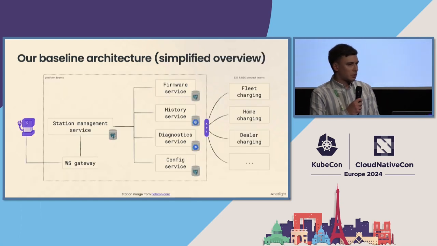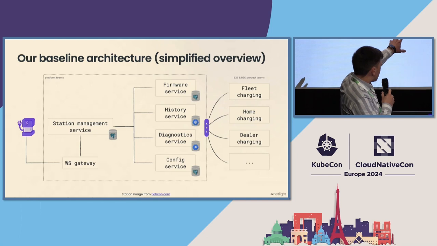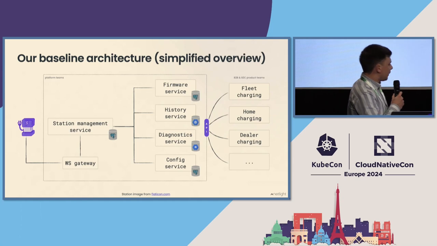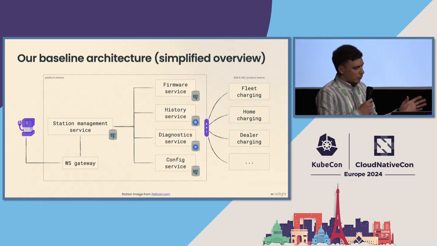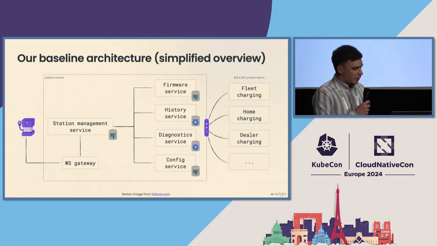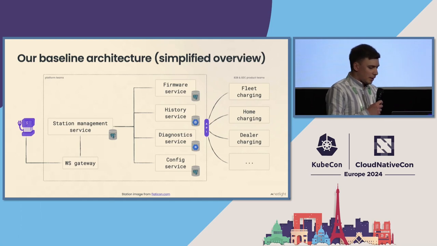And this is what the baseline architecture looks like. So on the left-hand side, we have the platform services. And here we have a component which is called the WebSocket gateway. It's the entry point for stations to connect to our system. It's limited in scope. It just basically maintains this WebSocket connection, does some parsing, some rate limiting. But that's about it. And then we have the station management service, where most of the business logic is implemented. The OCPP stuff, session handling, and most of the business logic of our platform.